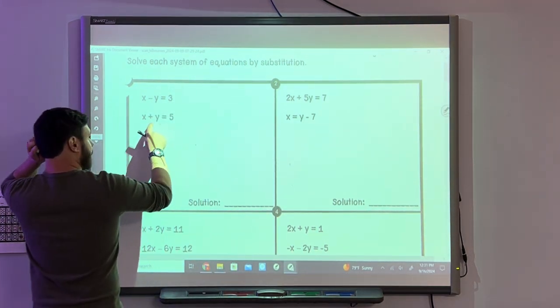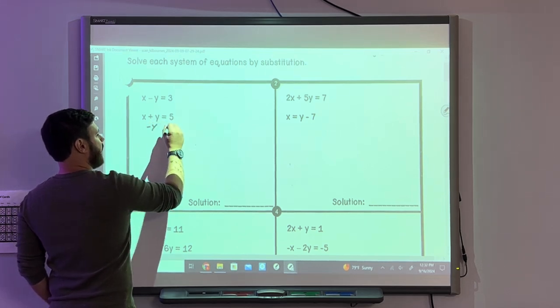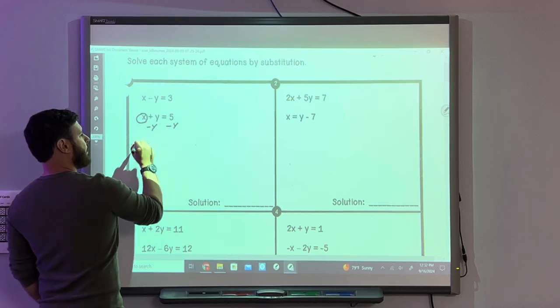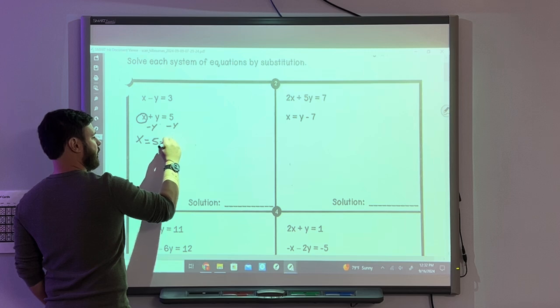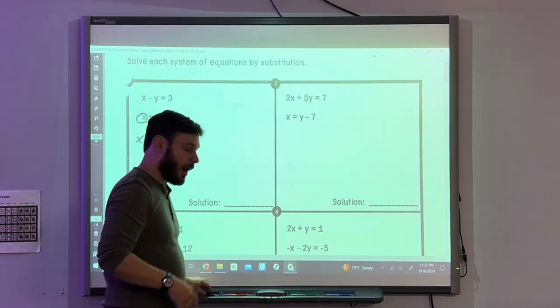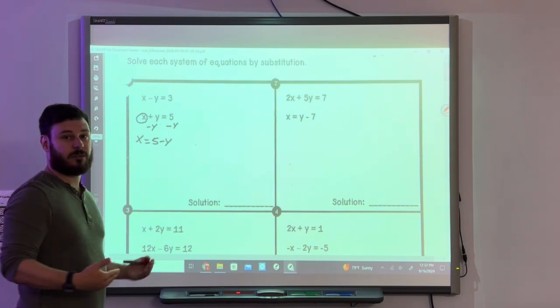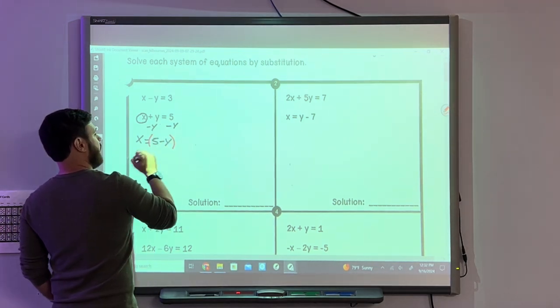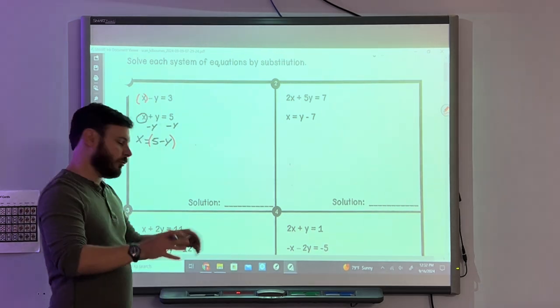So here, I want to get any variable all alone. It really doesn't matter which one. I'm going to choose to solve for this x. So here I subtract y from both sides. X equals 5 minus y. Okay, so I don't know what that quantity is, but I've defined x. X is 5 minus y. I'm going to take this and plug it in for this x up here. I'm going to substitute it, just swap it out.